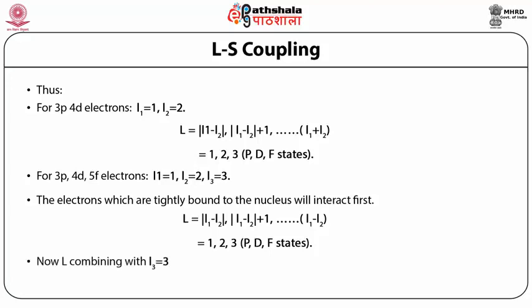Now L combining with L3 equal to 3, the capital L is equal to 0, 1, 2, 3, 4, 5, 6 and corresponds to S, P, D, F, G, H, I states.